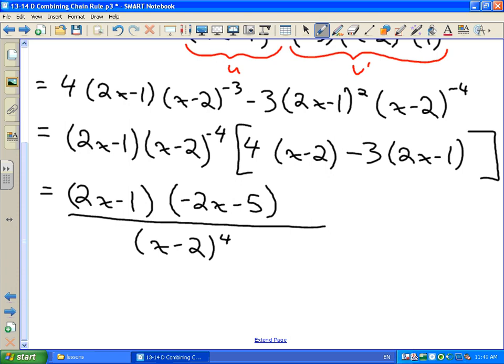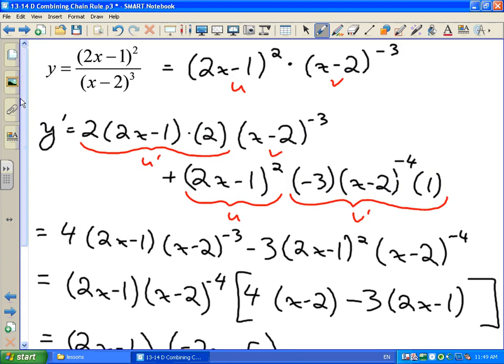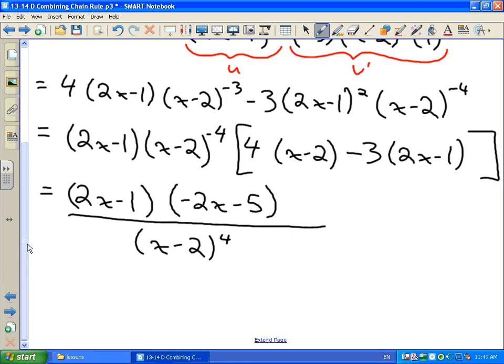And notice that down in the denominator, I've got x minus 2 to the power of 4. In our original function, we had x minus 2 to the power of 3. Had we used the quotient rule, we would have squared that, but then a bunch of things cancel out to bring this down to x minus 2 to the power of 4. So if you're given a question like that, you have the option. You can use the quotient rule, you can use the product rule, whichever one you find easier.